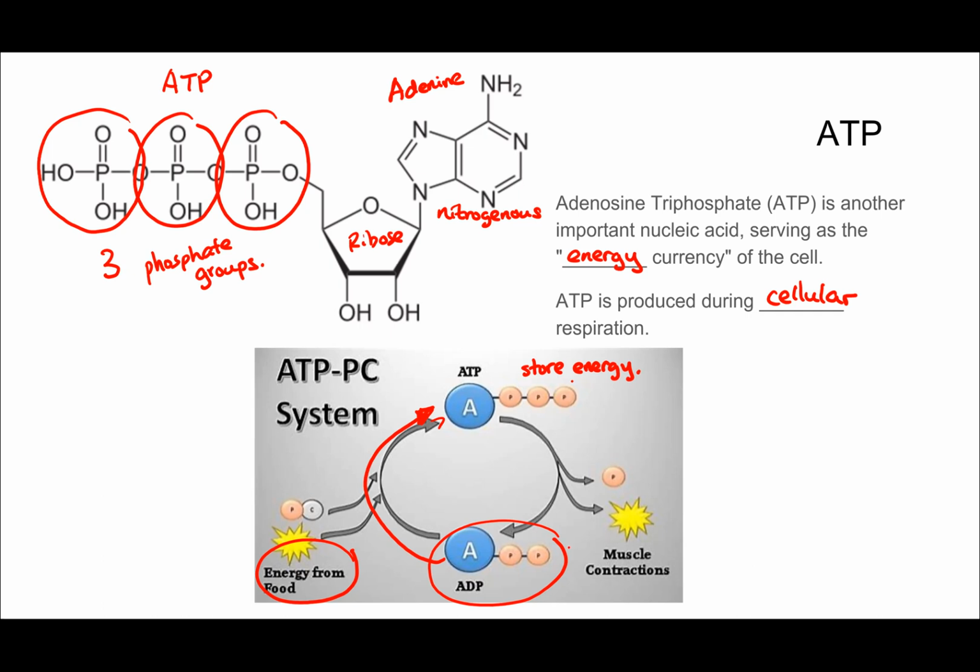As the cell uses the energy from ATP, that P will be released, then it will become ADP again. ADP stands for adenosine diphosphate, which means 2 phosphate groups only. It has a lower level of energy. Then it can be recharged again if you have energy from food. So this is also what we call the ATP cycle. So remember, ATP is also a form of nucleic acid.